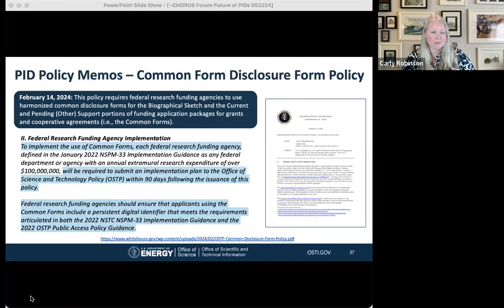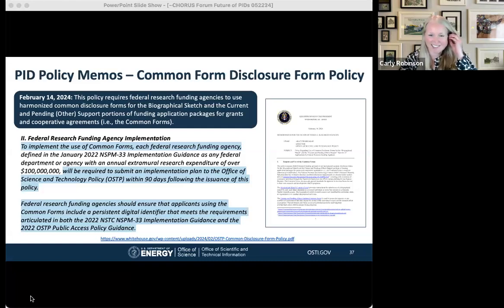Included in that implementation plan, I think most agencies will try to address how they will be using persistent identifiers, or what the plan is there, because there is that connection with NSPM 33 around persistent identifiers for individuals. And it mentions that persistent identifier requirements need to be in line with the NSPM 33 implementation guidance and the 2022 OSTP public access policy guidance.